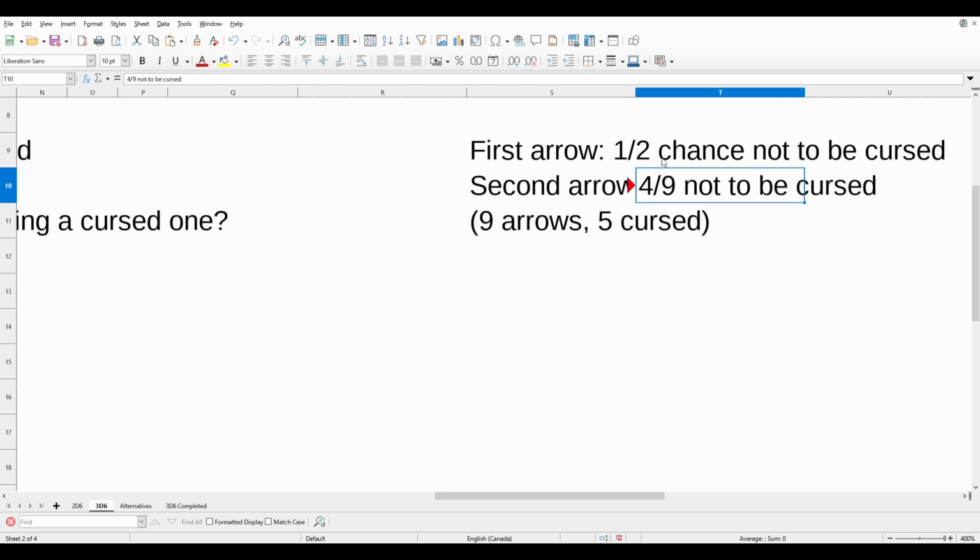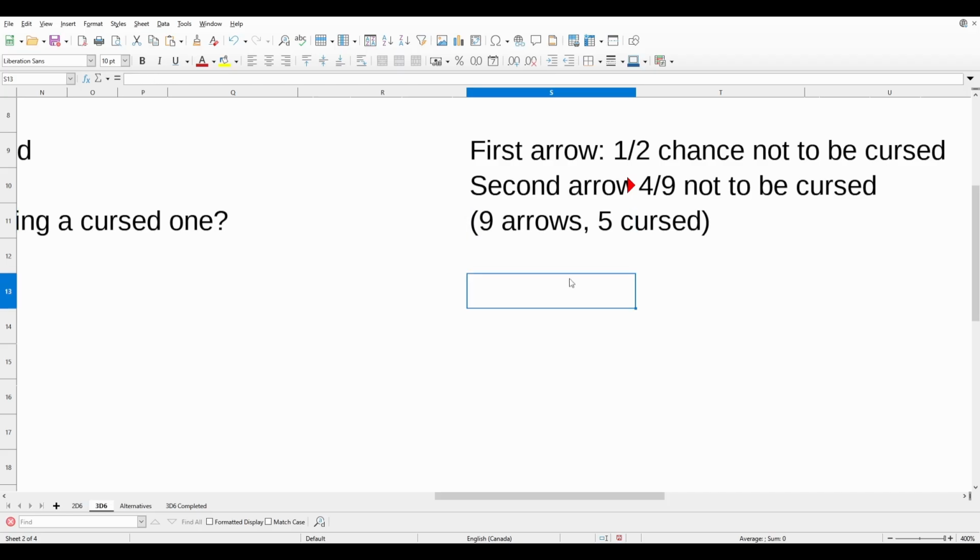Right? So, pretty simple. These are, well, okay, strictly speaking, they're not independent because one has to come after the other. But in this case, the first and the second arrow don't affect each other because we have taken the effect into account with the second arrow. So the overall chance of not getting a cursed arrow is just multiplying the two of them together. So that's going to be 1/2 times 4/9, which is going to be 2/9, which is 22.2% chance. Okay, that's wonderful. This is the chance that I don't get a cursed arrow.